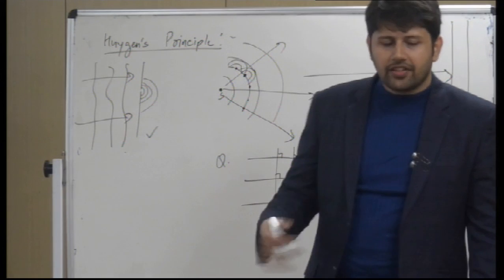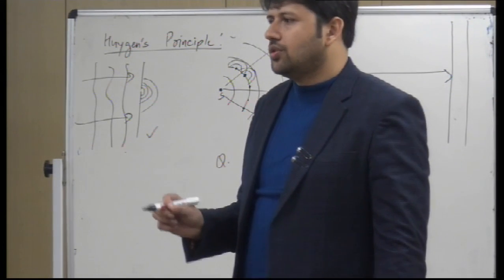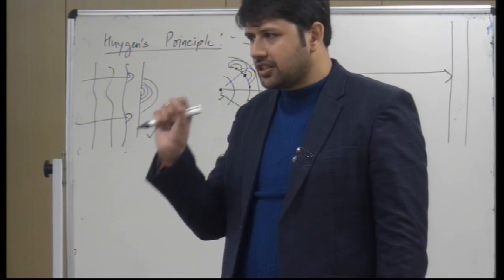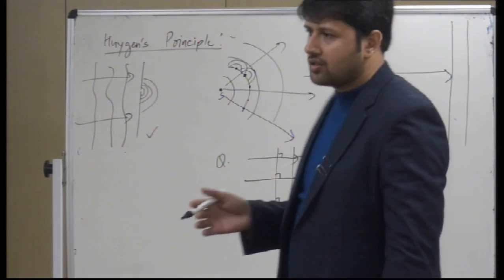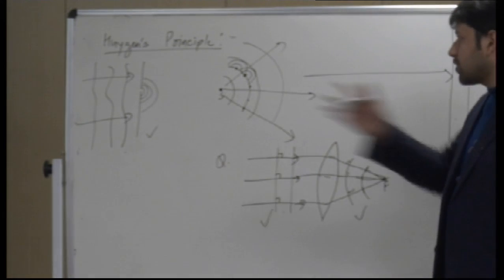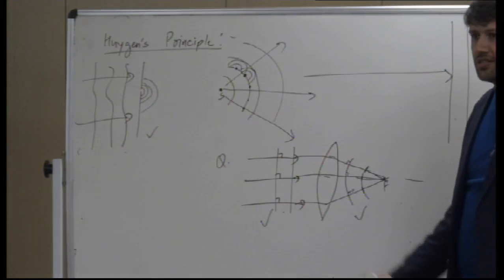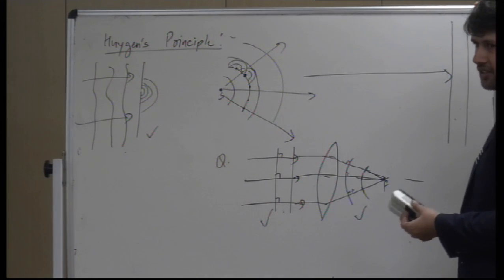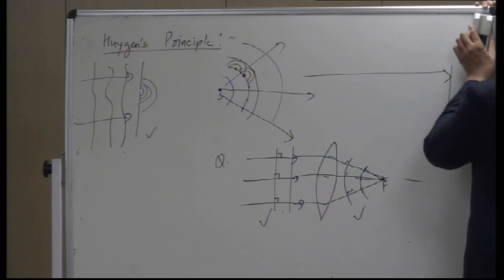A plane wavefront, when it passes through a small slit, becomes cylindrical, or if it is a point pinhole, it becomes spherical, right? Is it okay? This forms the basis of diffraction actually, but that we will study later. Now let's start with interference.